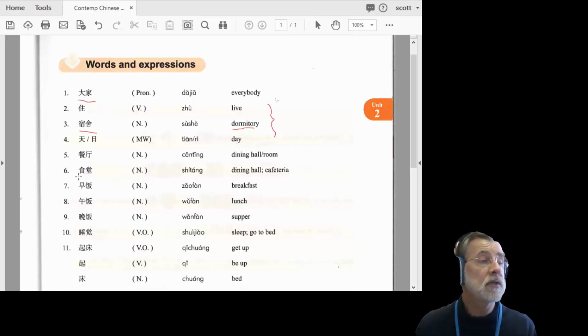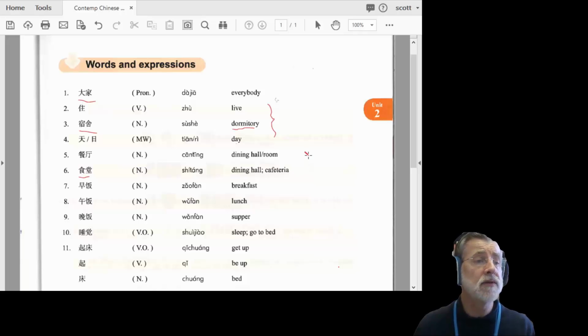And then we've got this other one here, 食堂. 食堂. 食, the character 食 means food or food stuffs. 堂 is again some kind of hall. So again, a dining hall or a cafeteria.